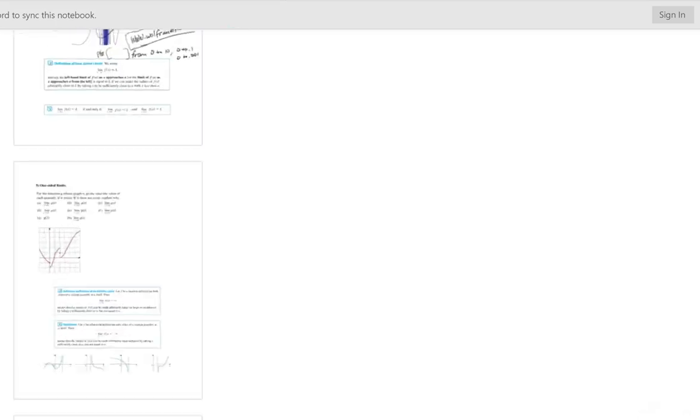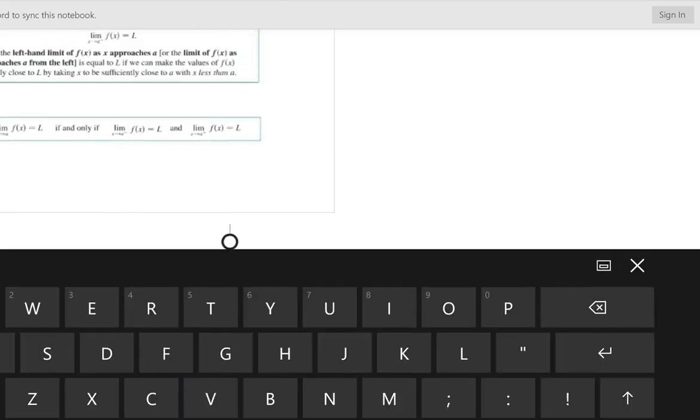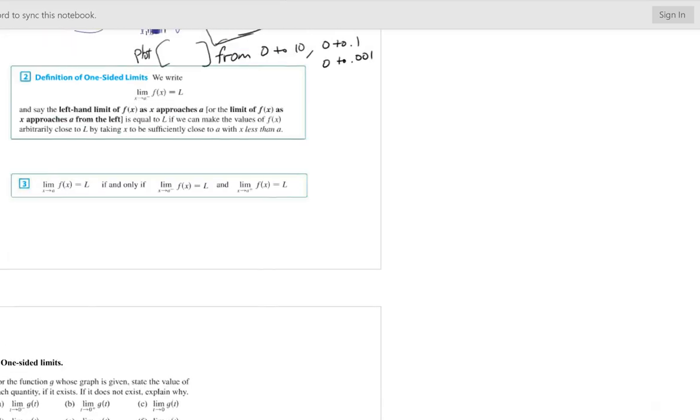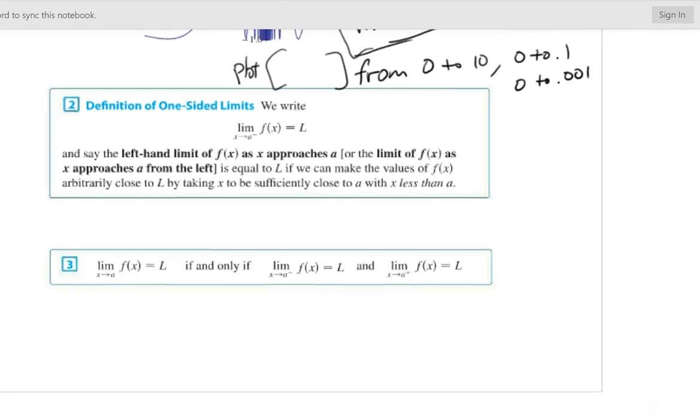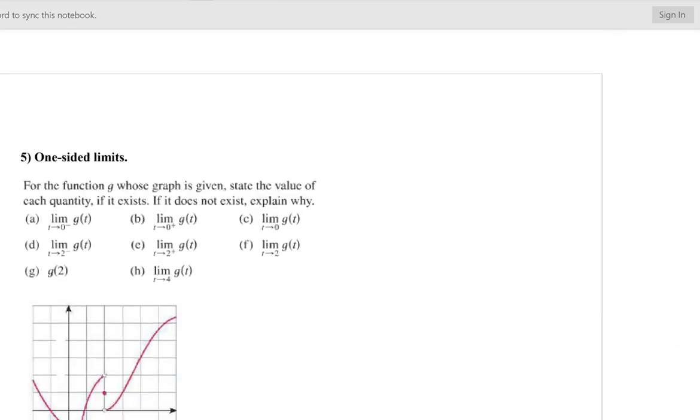All right, so that's the definition. Now let's look at some other problems. So you have one-sided limits. I'm going to let you do this on your own. Look at one-sided limits. It's just limits from the left and the right, okay? So what you want to do is just look at the examples there.